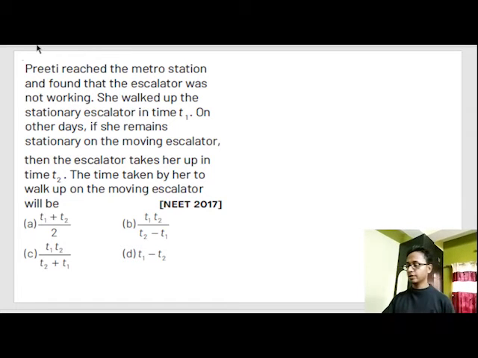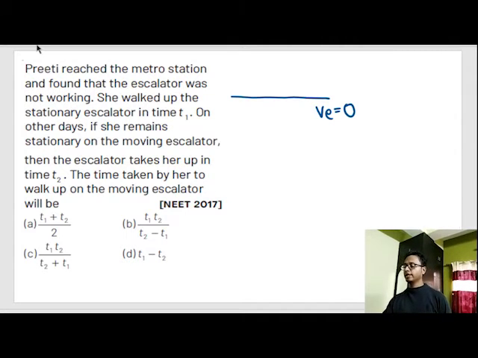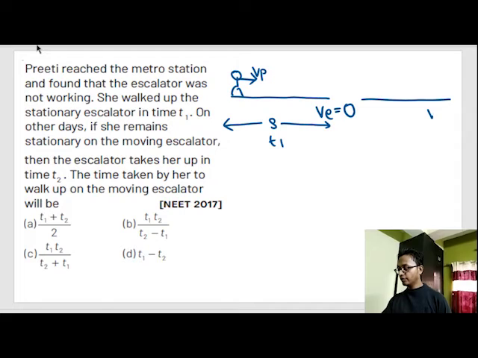Now let's see our situation. On the first day, Preeti arrived and found the escalator to be damaged, or the velocity of the escalator was 0. So Preeti moved with her velocity in the right direction. So she covered distance s, let's assume the escalator is of length s, in time t1. On the second day she arrived and found the escalator to be working, and the velocity of the escalator was v.